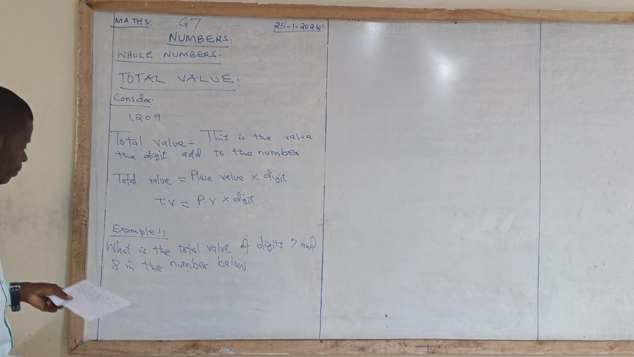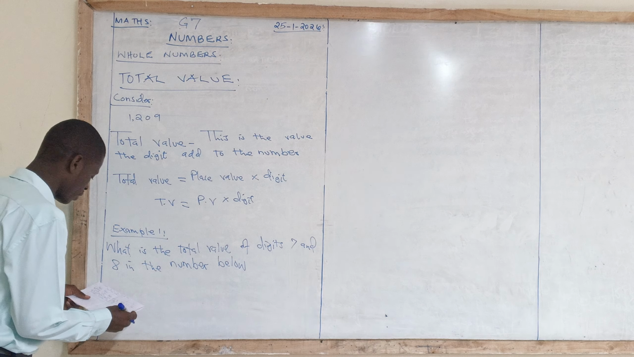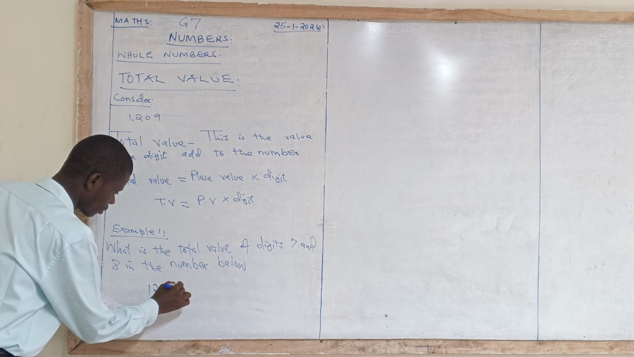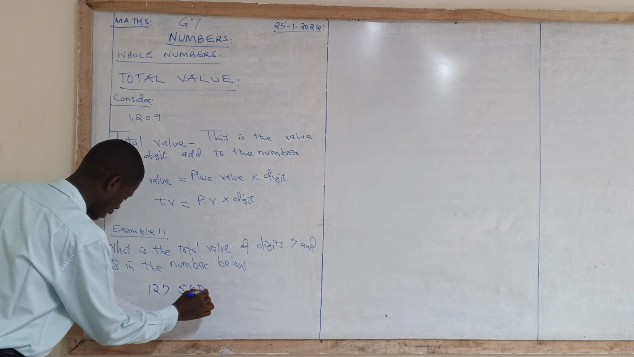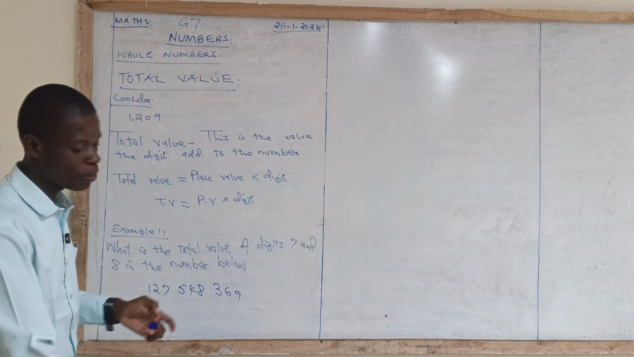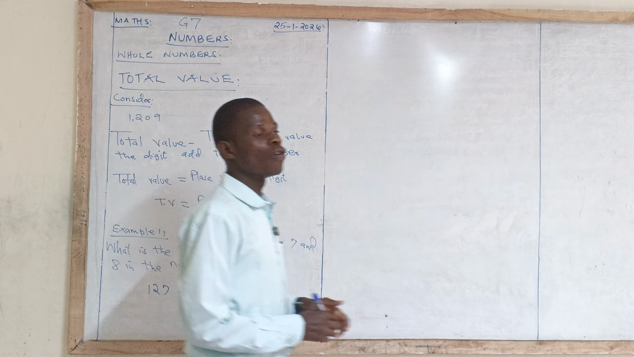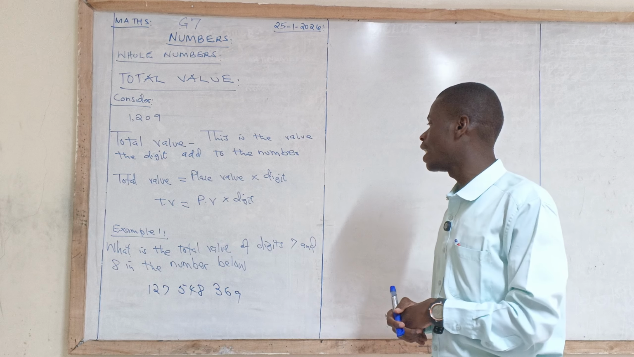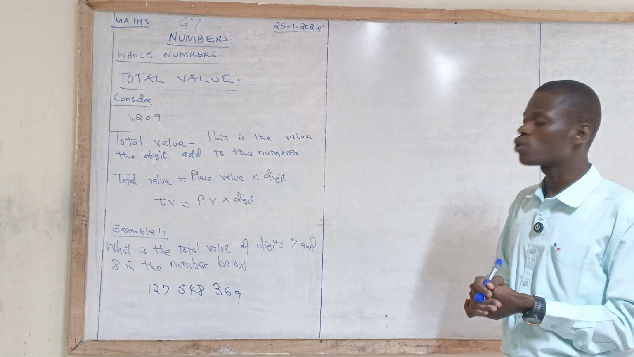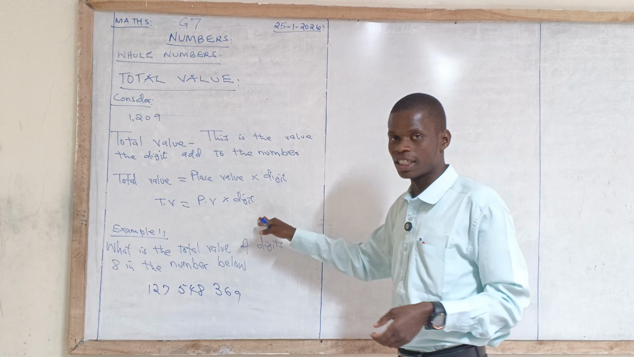So what is our number? The number below here, we have 1, 2, 7, 5, 4, 8, 3, 6, 9. That is the number. So we are being asked the total value of digit 7 and digit 8 in this number. So we have said, what is the total value? Total value is the place value times the digit.